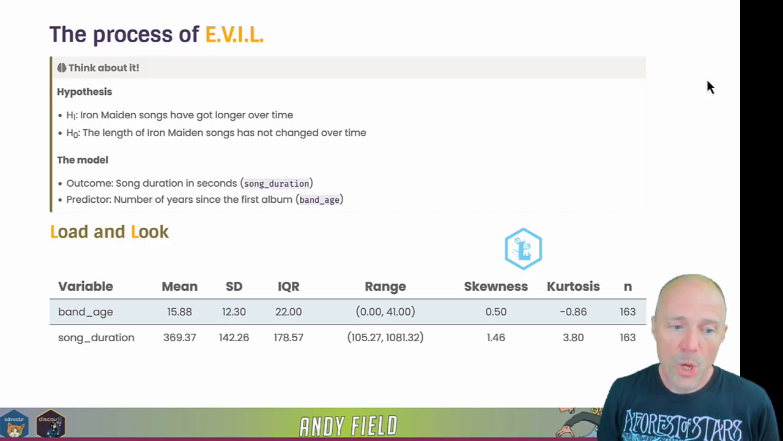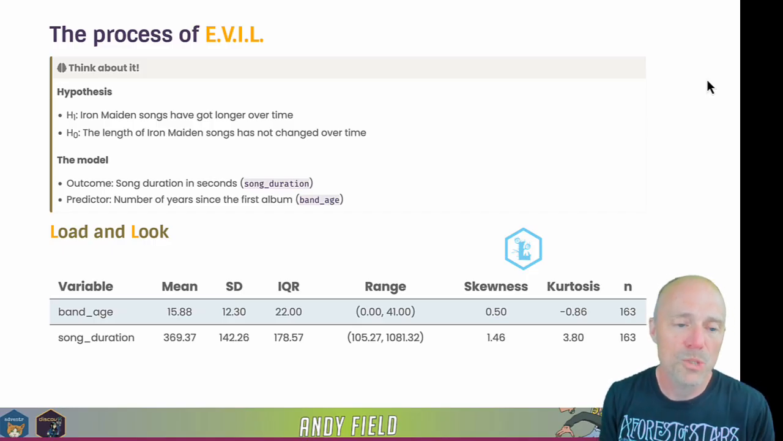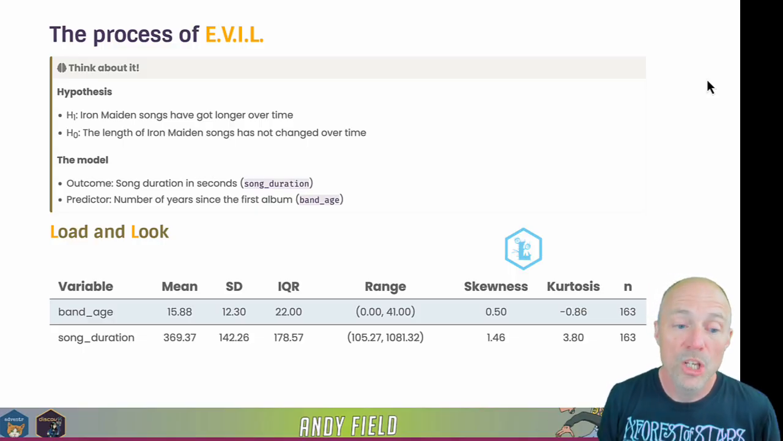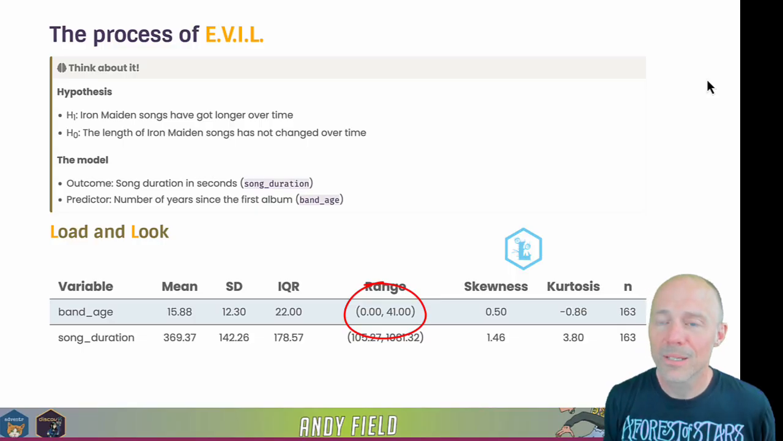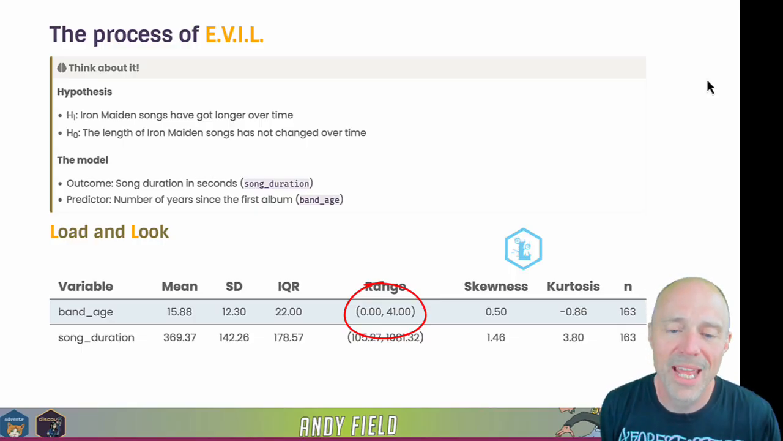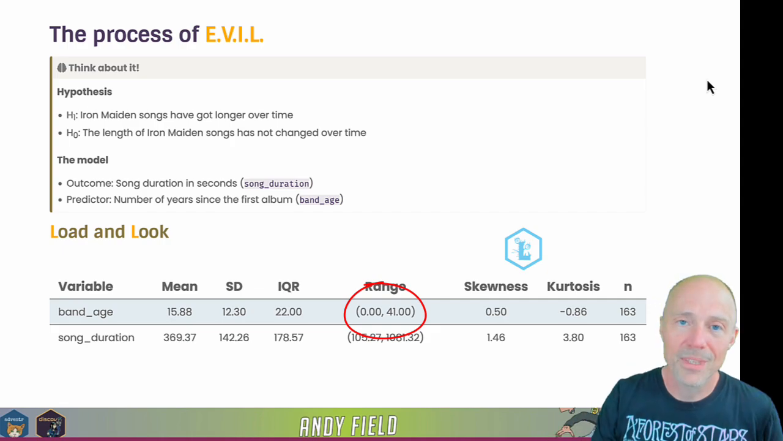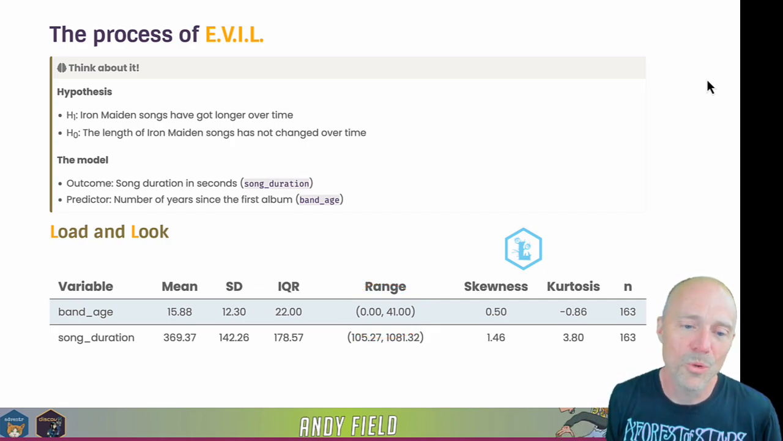So step 1, load and look. We would load our data into whatever statistical package we're using, and the look is we would look at some descriptive statistics. This table illustrates looking at the variables. For example, the age of the band since it formed ranges from 0 to 41, 0 because it's the time since their first album. The lowest score is 0, and the most recent album in the data was 41 years after they were formed.